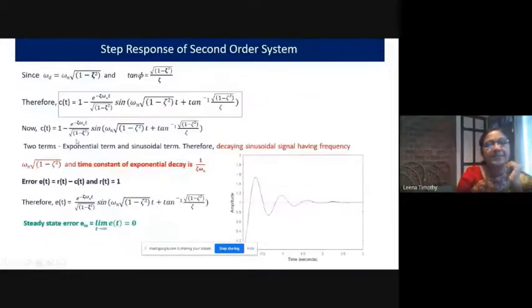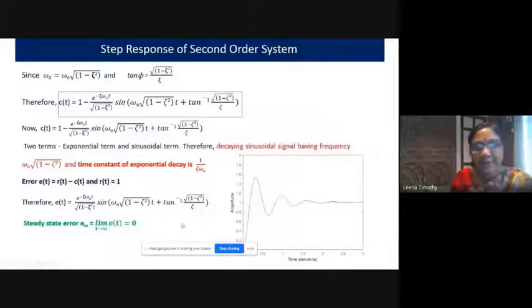C of t is equal to 1 minus e raised to minus theta omega n t divided by root of 1 minus theta square sin of omega n into root of 1 minus theta square t plus tan inverse. Tan phi is this, so we substituted and wrote it like that. So this is one expression, sinusoidal signal and exponential term.